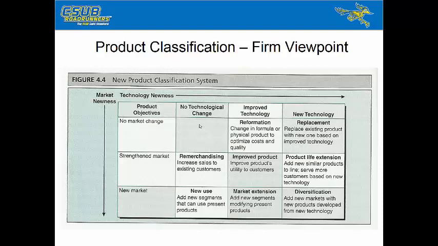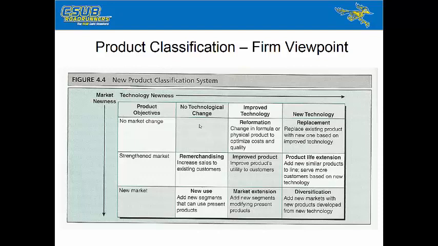Improved technology with no market change. Reformulation. Change in the formula or physical product to optimize costs and quality. So you may make a better product, but otherwise have no change in the market. You're basically updating the products that people are using with a new and better one.